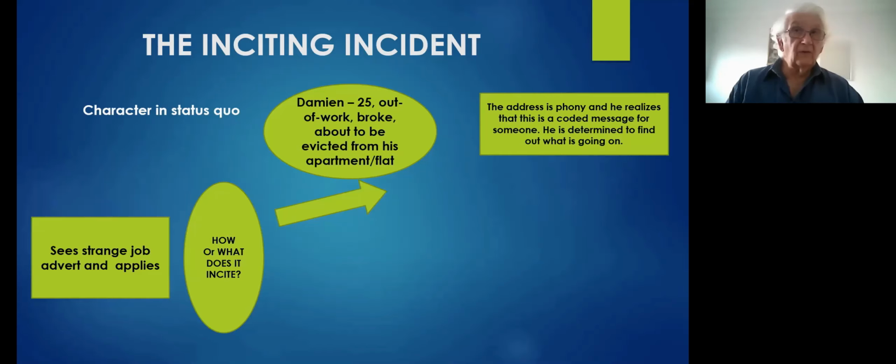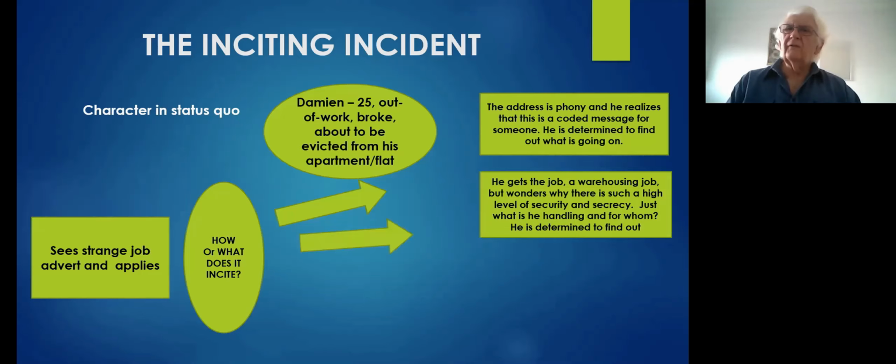Does this make sense to you? Now it's an inciting incident. But is it the only inciting incident? Of course not. Here's a different opportunity.